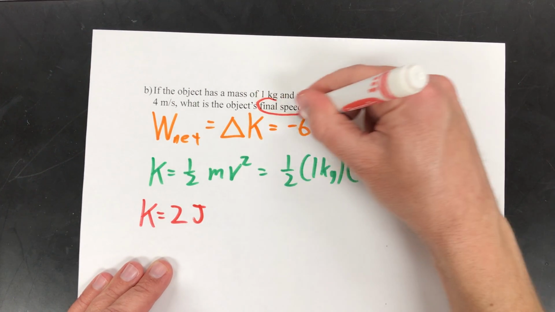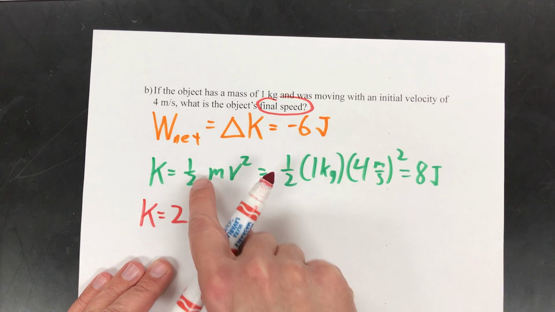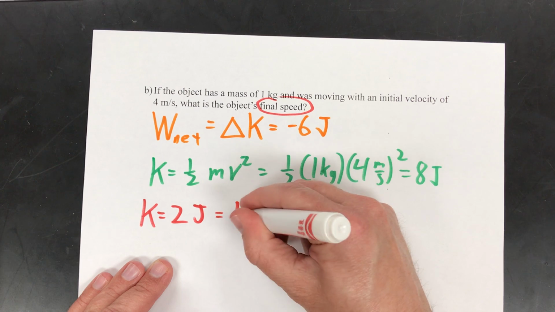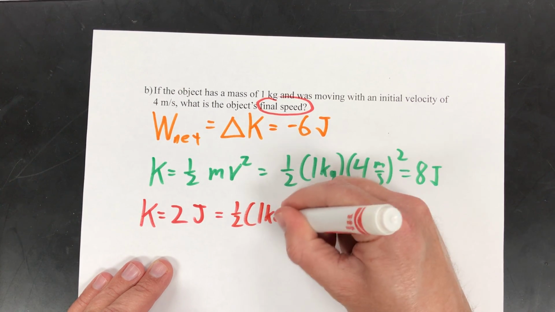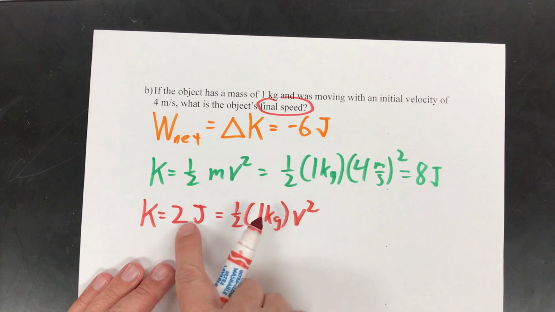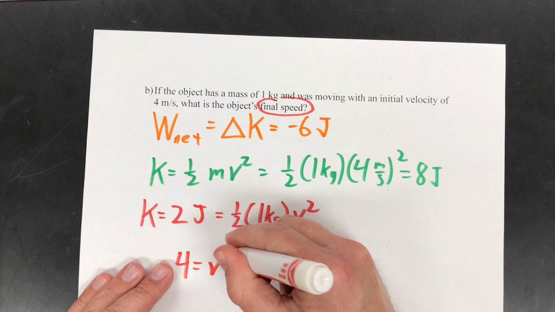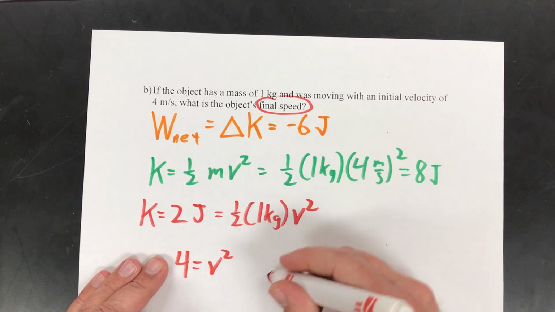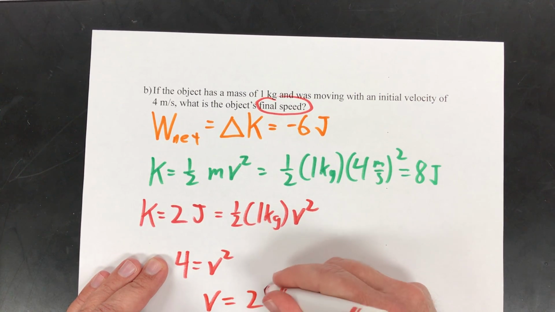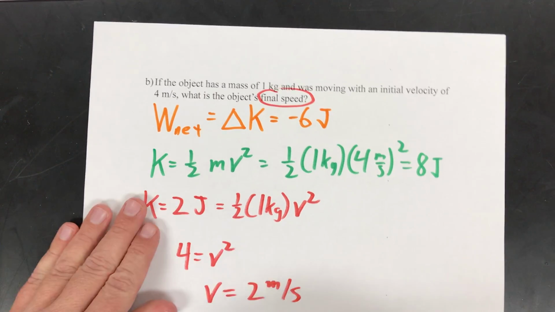So let's find the final speed. Once again, we'll set that kinetic energy equal to 1/2 mv squared. So 1/2, our mass is 1 kilogram, and we'll be solving for v squared. So divide each side by 1, divide each side by 1/2, and we will get 4 is equal to v squared. So when you take the square root of each side, the final velocity is 2 meters per second.